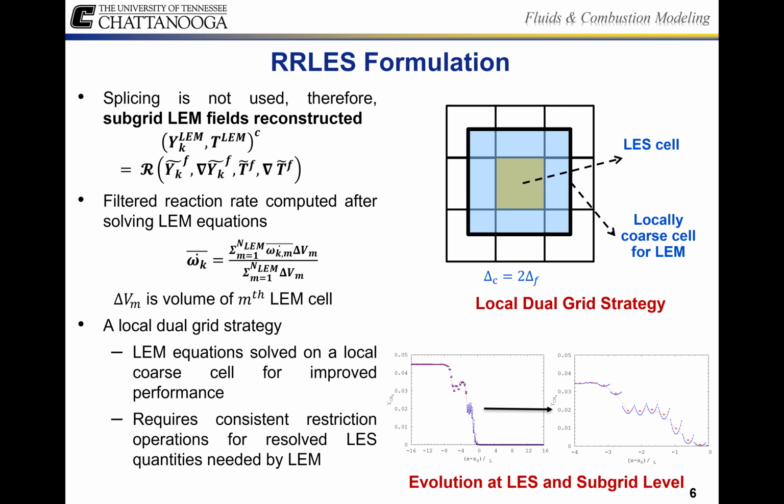And we are also using a local dual grid strategy, where the LEM equations are solved on a local coarse cell, as we can see in this first top figure. And the reason we do this is strictly for improved performance. As everyone in CFD knows, with a coarser grid, things run faster. And we all like to have our answers as quickly as we can, because that means we get to tell whether we screwed it up or not. But as I mentioned earlier, this does require a consistent restriction operation for resolved LES quantities needed by LEM.